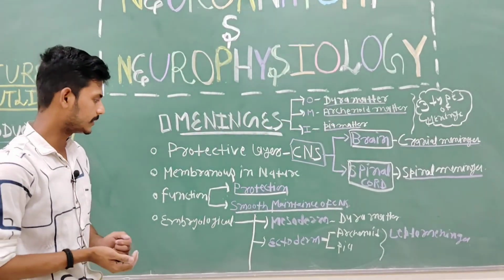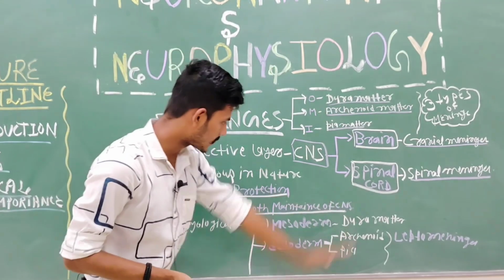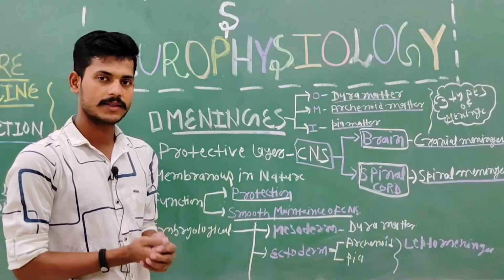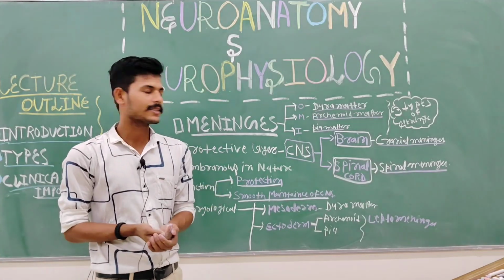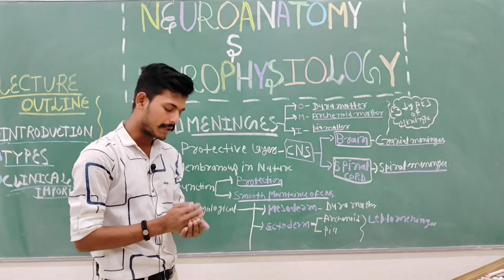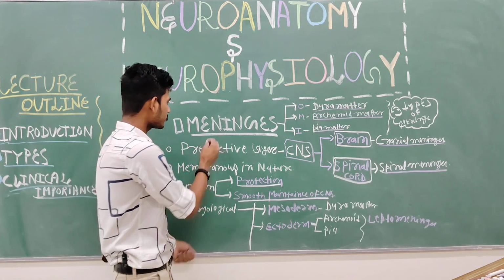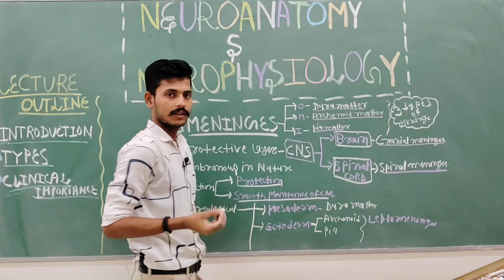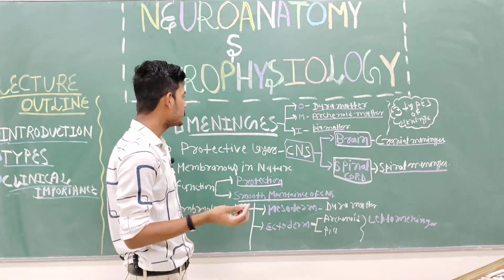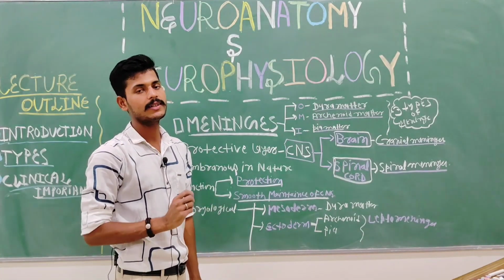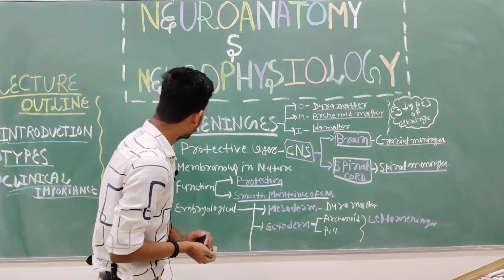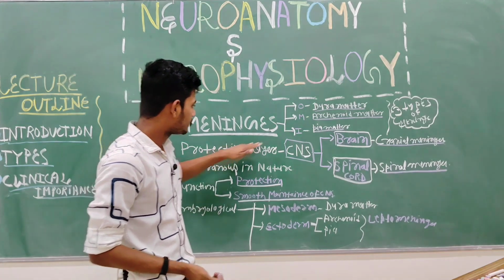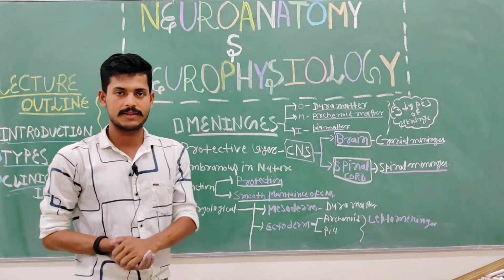Getting the points? Now let's summarize it once again. We are discussing the protective covering of our central nervous system, and we term these the meninges. Remember always that meninges is derived from a Latin word which means membrane. Now these meninges, or you can say the protective layer, are present in the central nervous system.